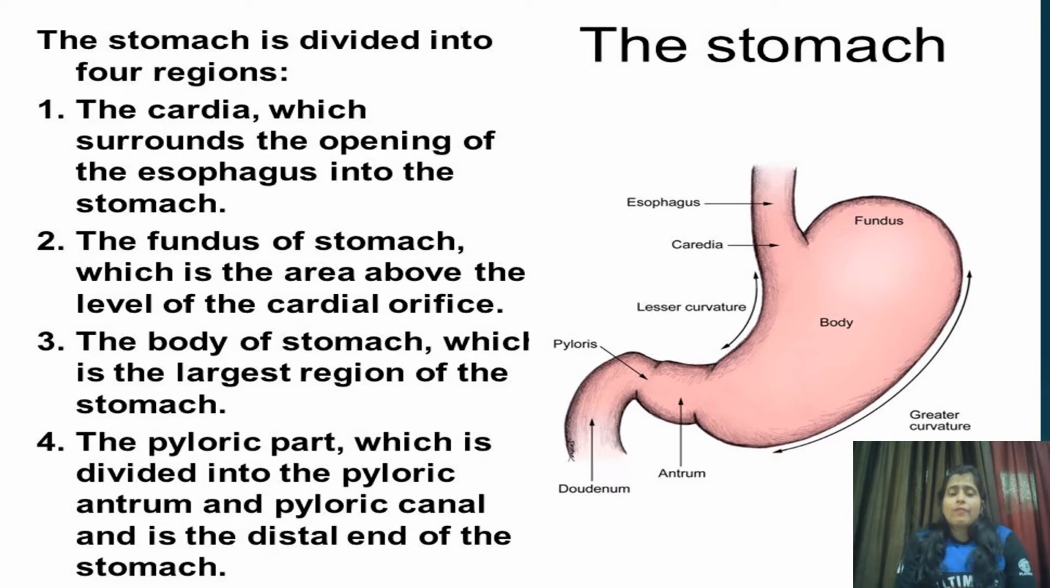And then we have pyloric part, which is divided into the pyloric antrum and pyloric canal, and it is the end point of the stomach. It is in the stomach that the food remains for 3 to 4 hours. And here the acids and enzymes present in the stomach are responsible for digesting different protein particles.